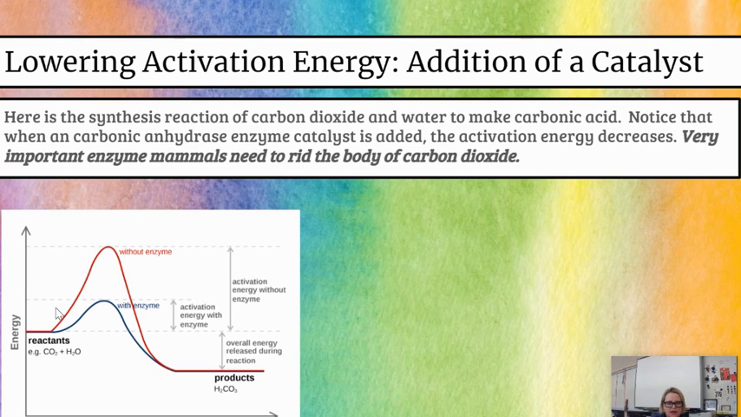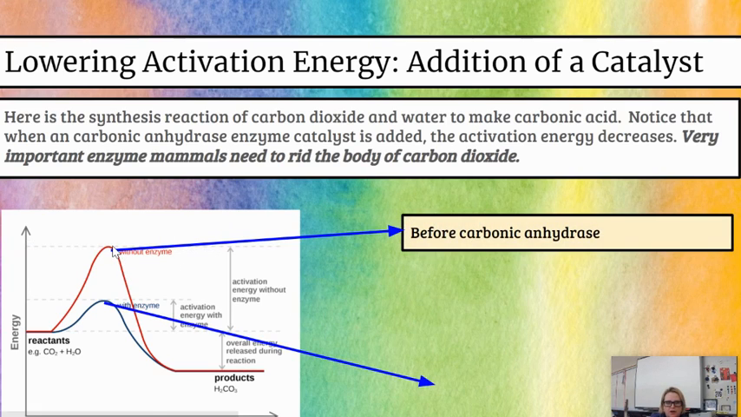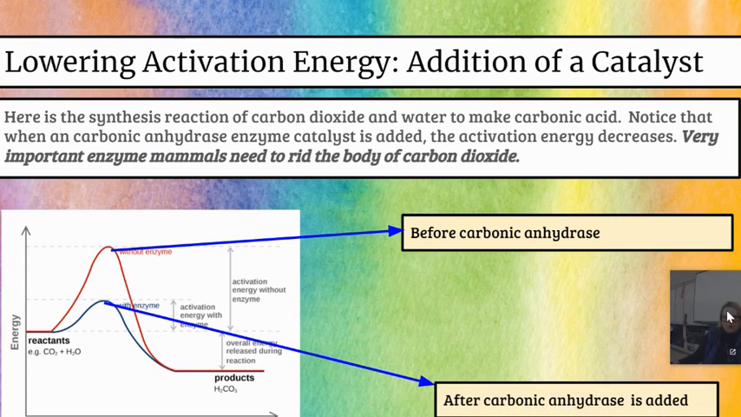Without that enzyme, it takes a lot more energy for the water to react to the carbon dioxide to make the carbonic acid. But with the presence of that enzyme in your red blood cells, it takes a lot less energy to get the optimal amount of energy between particles with the correct orientation in order to create that carbonic acid that can be flushed out of your system. So before the carbonic anhydrase, we have a higher activation energy. And after the carbonic anhydrase is added, we have a much lower activation energy, which speeds up the course of the reaction.